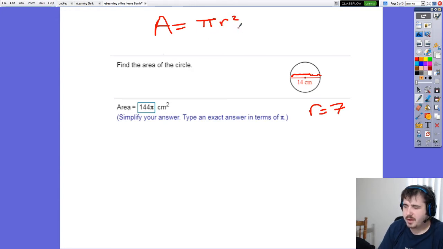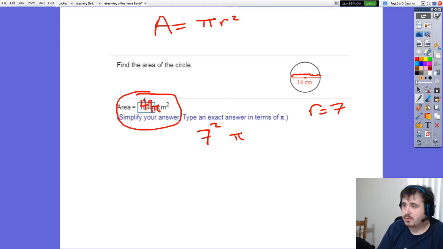So we square r, sorry, let me say that again. We square r, and then we put a pi on it. So we take 7, we square it, and then we just put pi. This is what happens in the calculator. You do the 7 squared, so 7 squared is 49, and then put the pi, and that's how you get your answer.